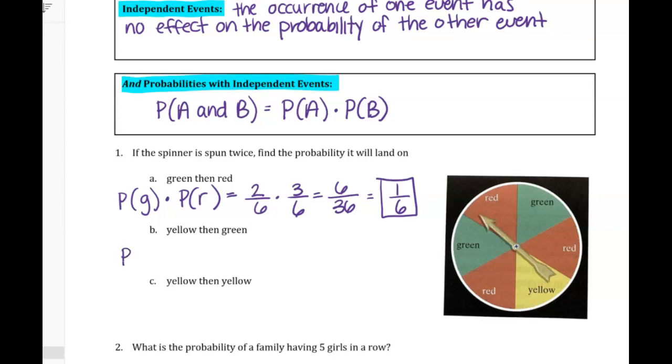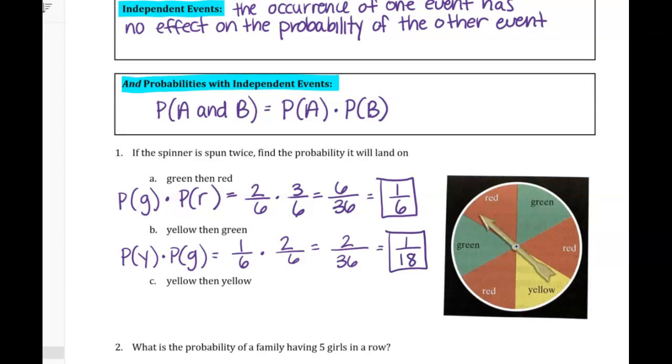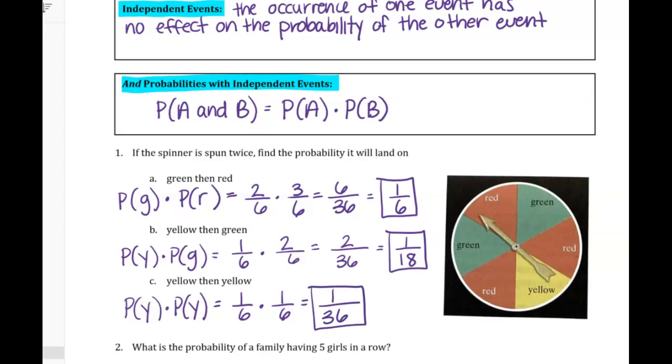Probability of yellow then green will be the probability of yellow times the probability of green. There's 1 yellow out of 6. Green was 2 out of 6. 1 times 2 is 2. 6 times 6 is 36. So the probability is 1 out of 18. Yellow then yellow is just the probability of yellow times the probability of yellow again. Yellow was 1/6. Probability of yellow is 1/6. 1 times 1 is 1. 6 times 6 is 36. And you can't simplify that.